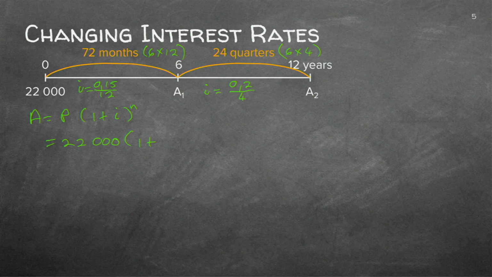1 plus, let's do the first coach first. That I is 0.15 over 12. As I do it, I just recap in my mind. They said monthly, yes, divided by 12 is monthly. They said 6 years, so it's 6 times 12 months, or you can just straight away make it 72. And right at the back of it, you put another coach. 1 plus, that one is 0.2 over 4. And at the back there, it's 6 years times 4 quarters.